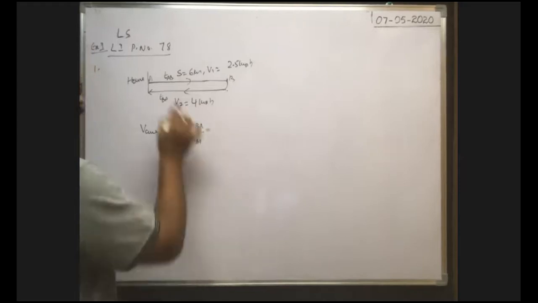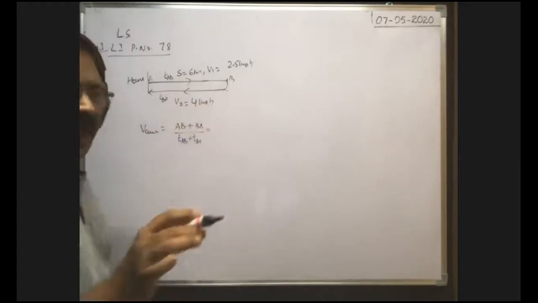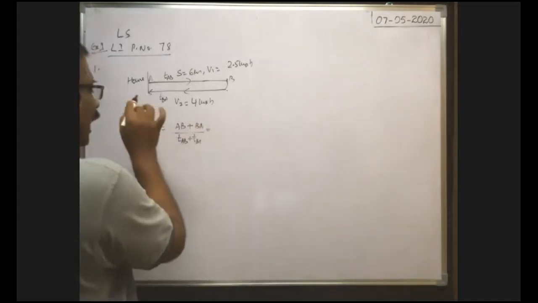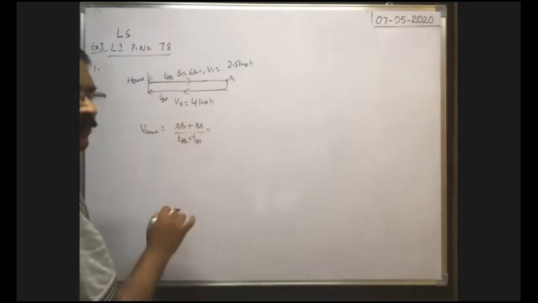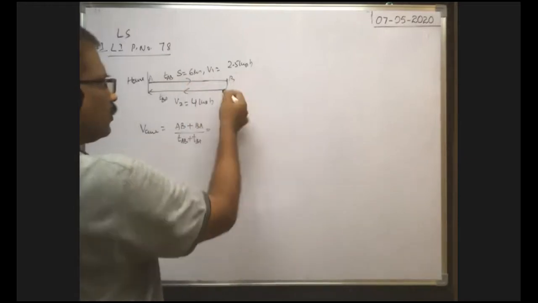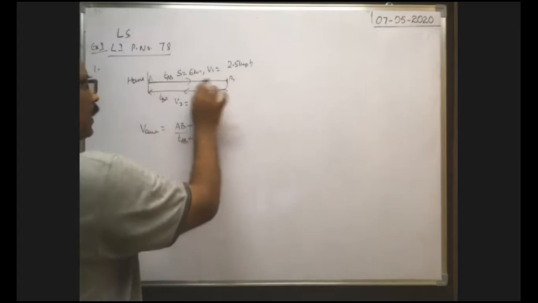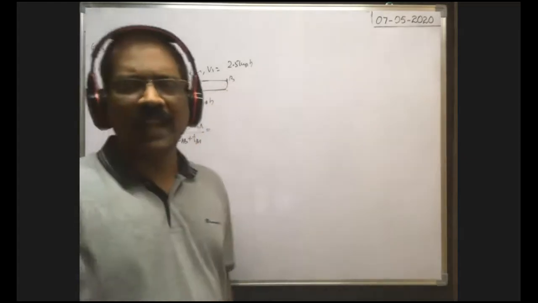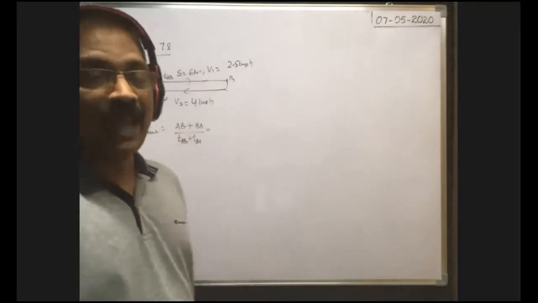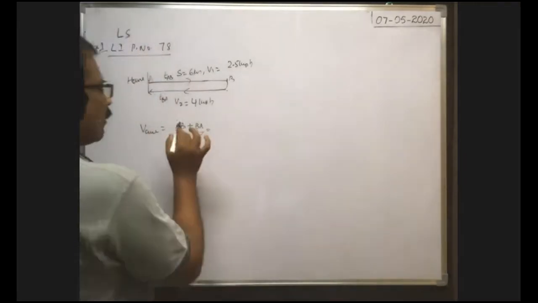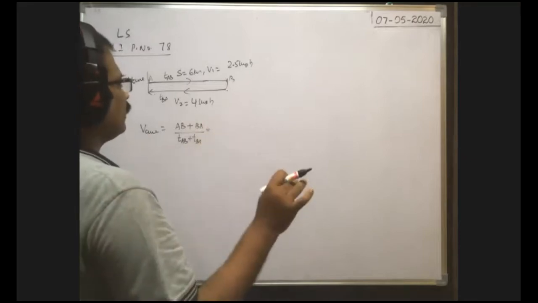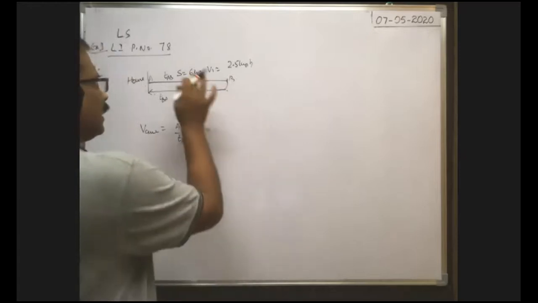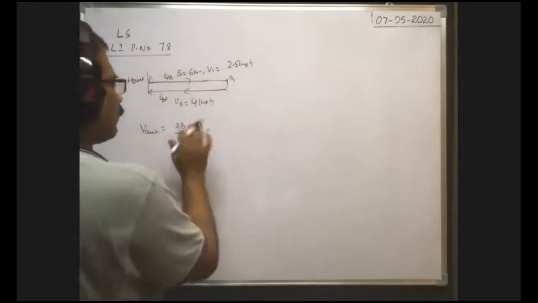Now we substitute AB plus BA. Here, since they asked the average speed, we have to add the distances only. If they ask the average velocity, then we have to write the displacement. This displacement is in the positive direction, this one in the negative direction, so plus 6 minus 6 becomes 0. That's why the average velocity is 0. But here they asked the average speed, so total distance traveled by total time. The answer is given in kilometer per hour only, so we must substitute distances in kilometers, velocities in kilometers per hour, and time also in hours.